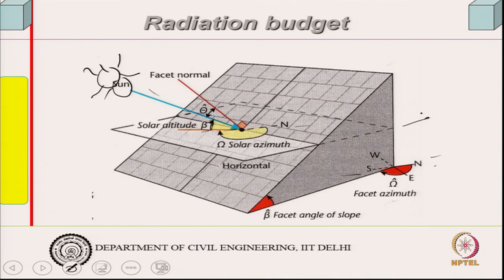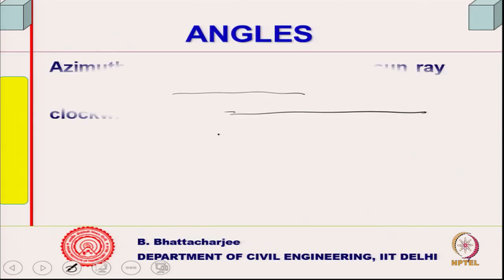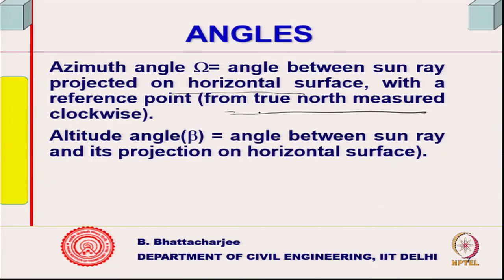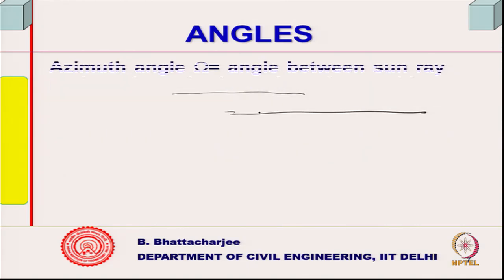So, now from north measured clockwise, this is the horizontal surface, and this is the north direction. From here to this we call the solar azimuth angle, measured clockwise. Then the altitude angle: the angle between the sun's ray and its projection on the horizontal surface.